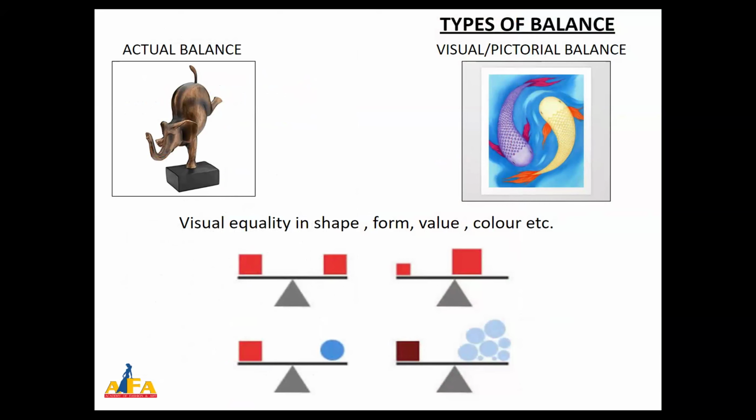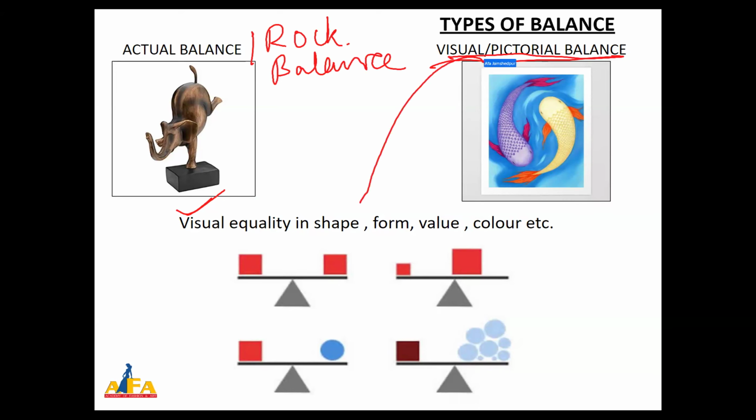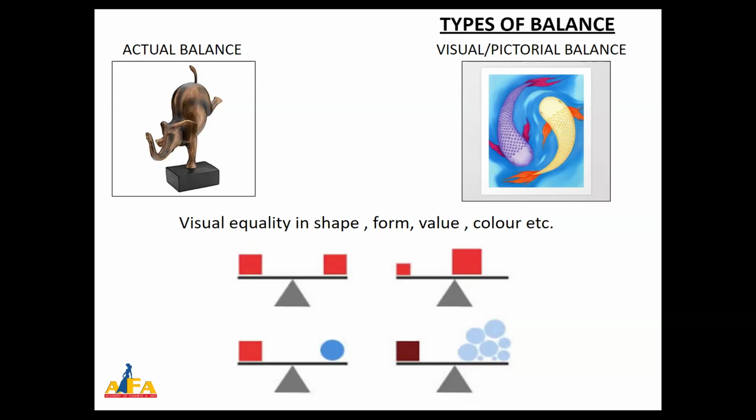Now I'm showing you another part. Please write about types of balance. Actual balance. This is my actual balance. ठीक है? इसको कहीं कहीं rock balance भी बोलते हैं. Now this is my visual or pictorial balance. If I create an artwork, I have to create a visual or pictorial balance. This means visual equality in shape, form, value, color, etc. This is important. Write it. You don't have to draw anything, but just write it.